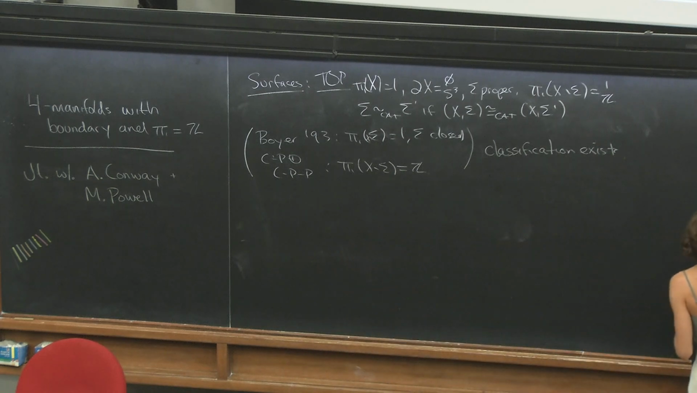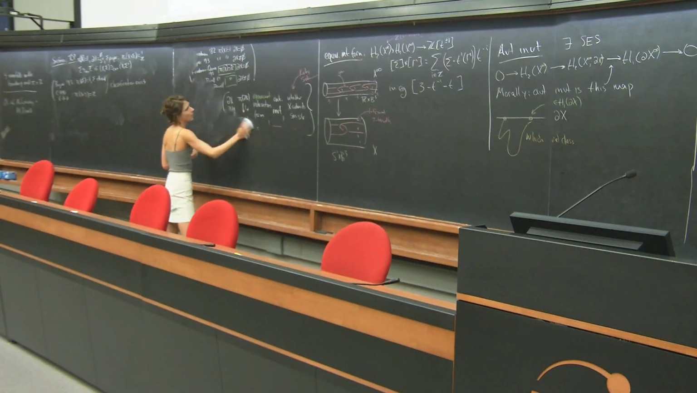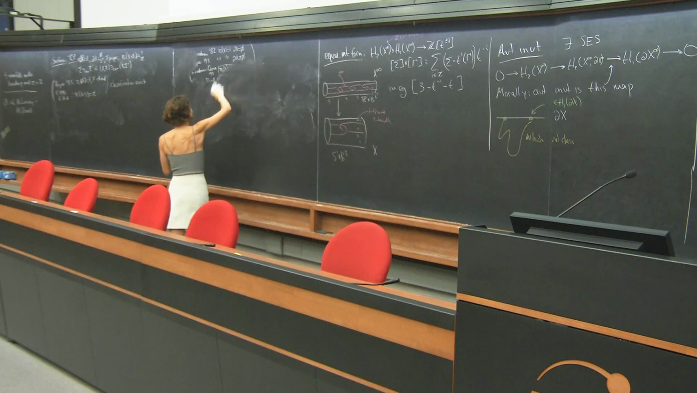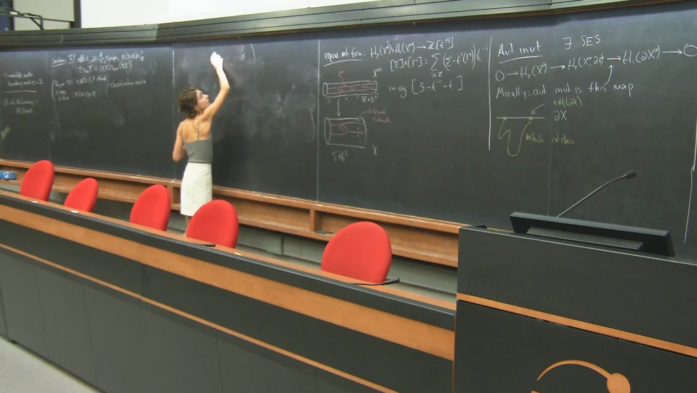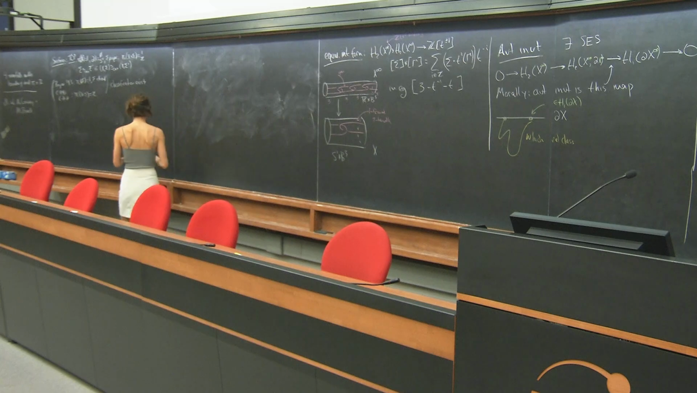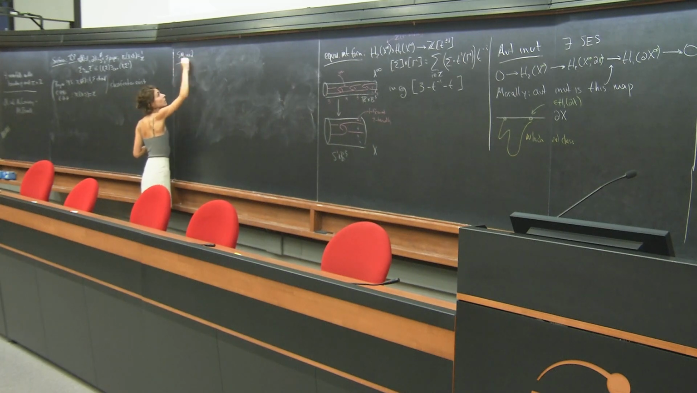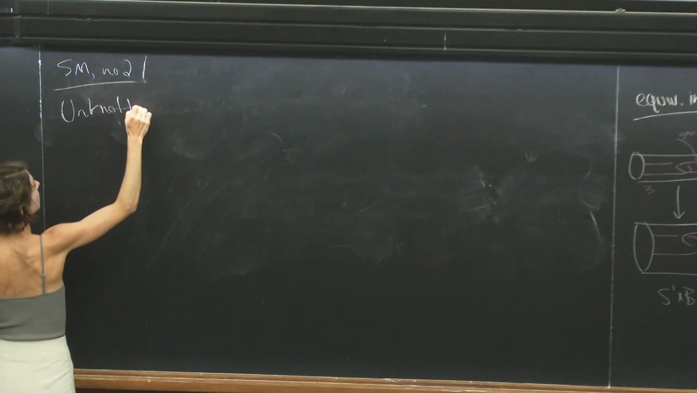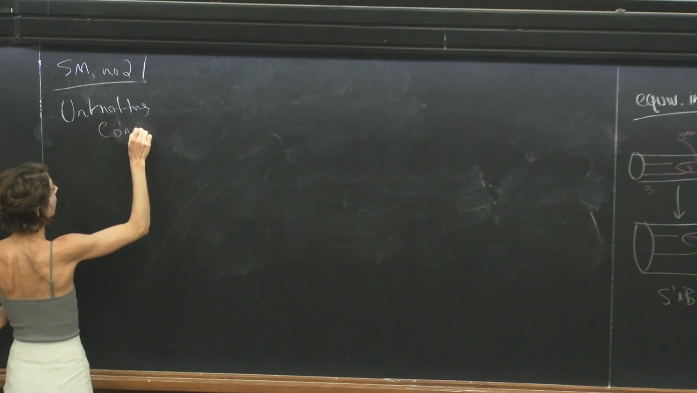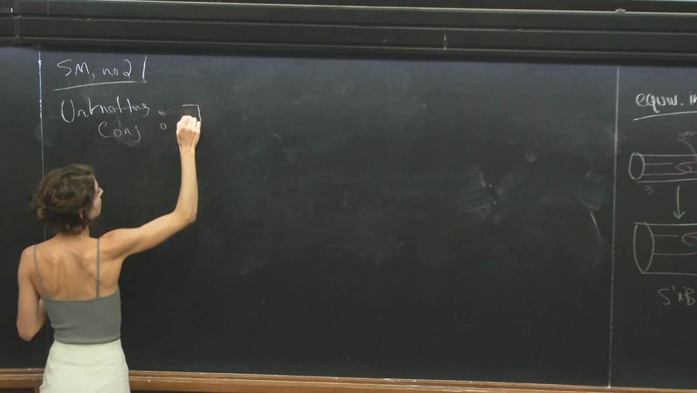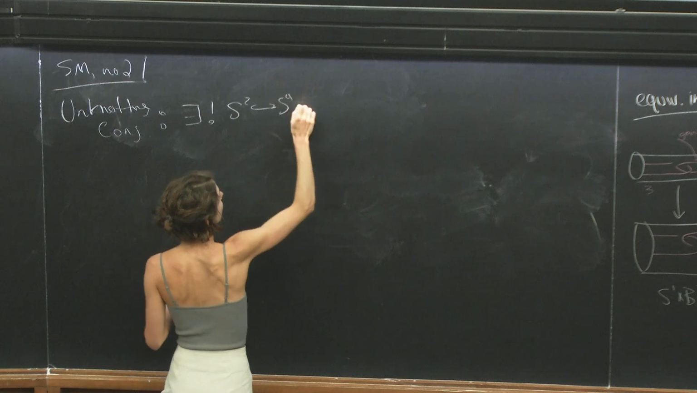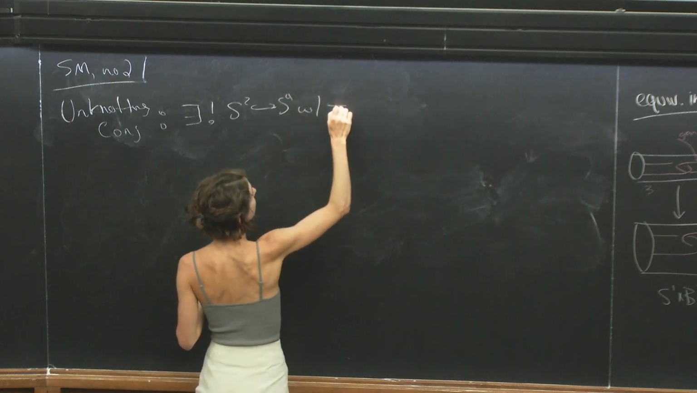So in the smooth category for surfaces, there's this motivating conjecture, which is called the unknotting conjecture. And what the unknotting conjecture says is that there is supposed to be a unique S2 in S4 with pi 1 Z.